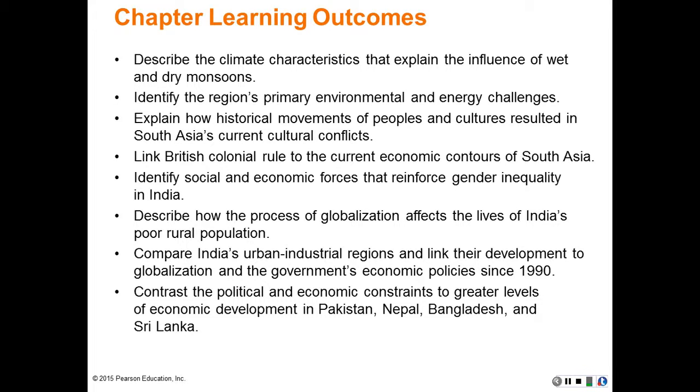We want to describe the climate characteristics that explain the influence of the wet and dry monsoons. Monsoon means season. It is not referring to a deluge of rain. It is referring to the seasonality of the climate called a monsoon climate, where it is wet during one season and dry during another.